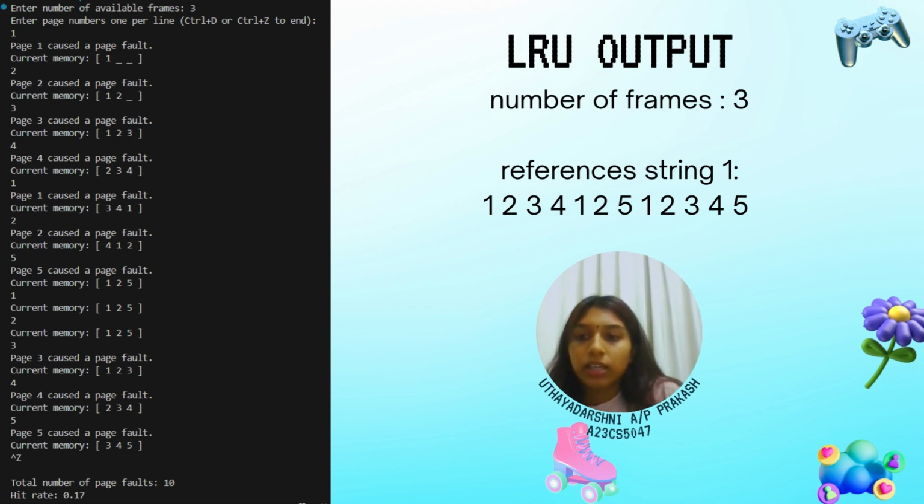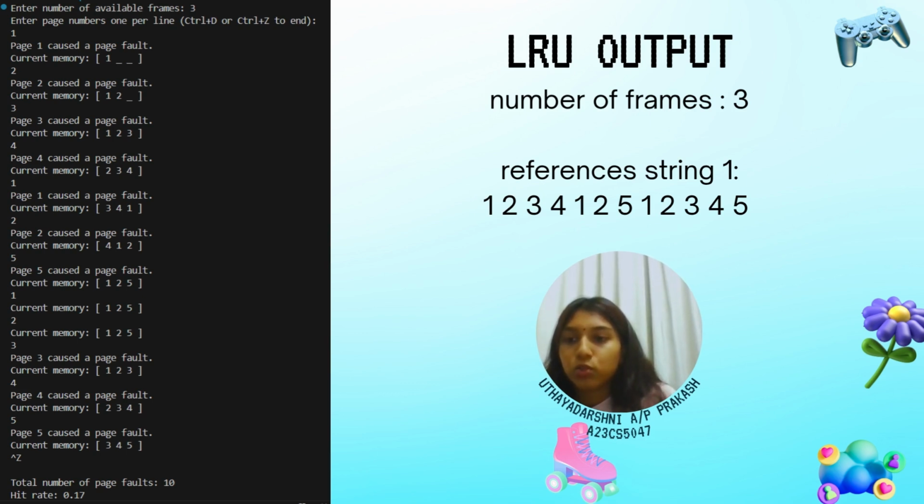Step 3, page 3 is not in the memory yet, page fault, so memory is loaded, it becomes 1 2 and 3. And step 4, page 4 is not in the memory, so page fault, memory is full, so we remove the oldest used page, which is page 1, and memory becomes 2 3 and 4. Step 5, page 1 is not in the memory, and the memory is already full, so we do the same thing, so the memory becomes 3 4 and 1.